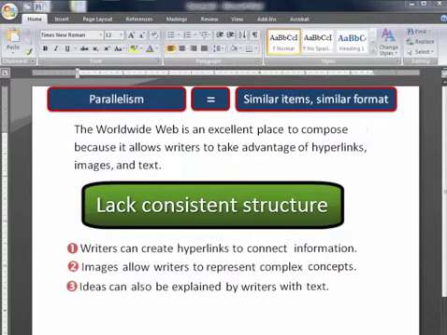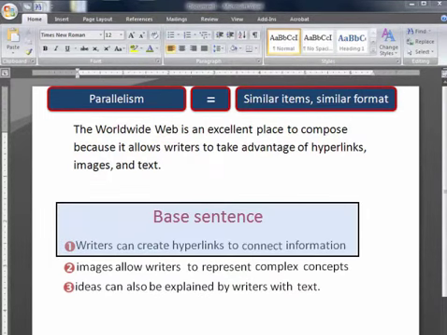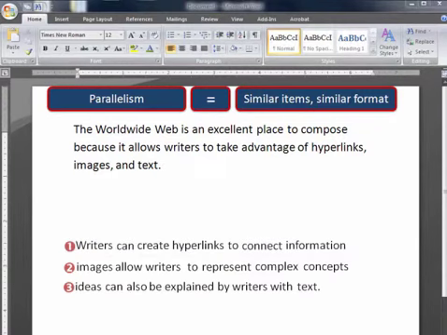Let's revise to give all 3 a parallel or similar construction. The "writers can" construction in the first sentence is strong because it connects with the passage's overall idea of writers using the World Wide Web. So let's make this sentence our base. Next, let's make writers also the subject of the second sentence, then change the verb to fit with the rest of the sentence. Writers insert images to represent complex concepts.